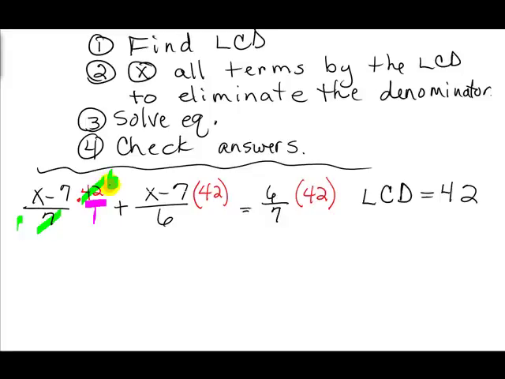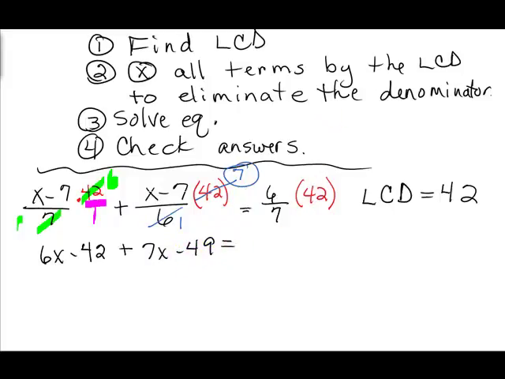Then we can take the 6 that we have here and multiply it times what we already have. So 6 times x and 6 times that negative 7. Then we can see that 42 and 6 can both be divided by 6. And so this becomes 7. Now we're going to multiply the 7 times the x minus 7. So we'll have 7x and then negative 7 times 7.